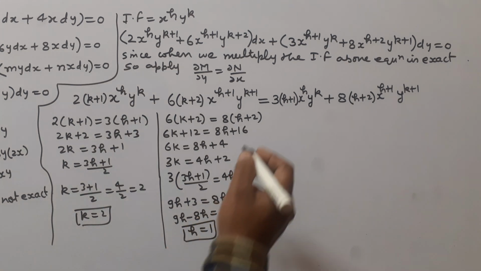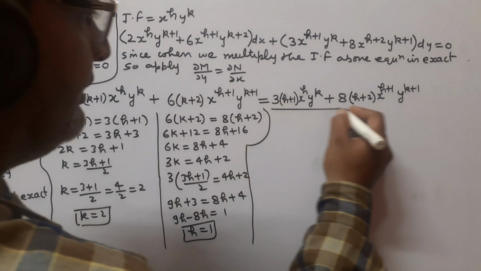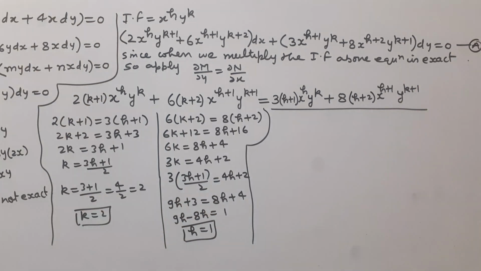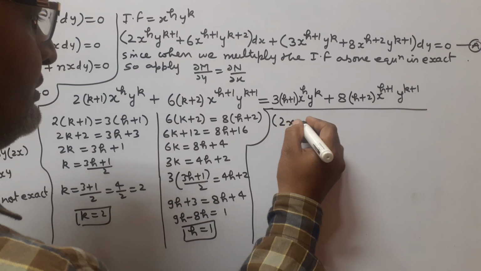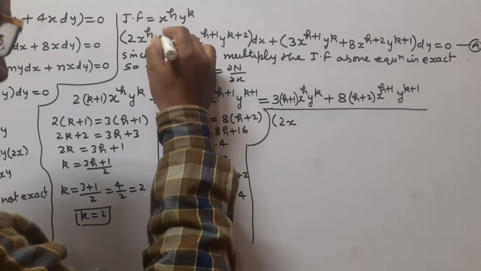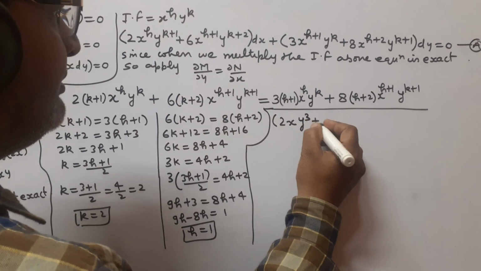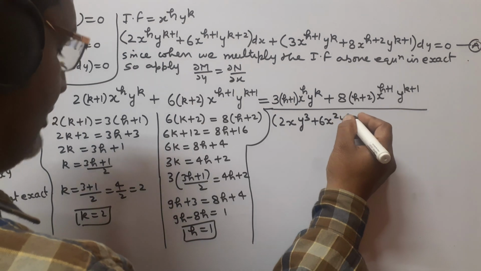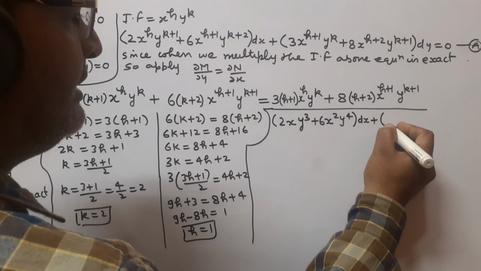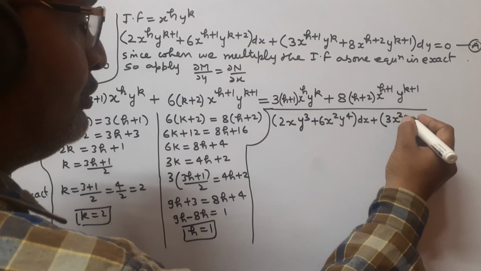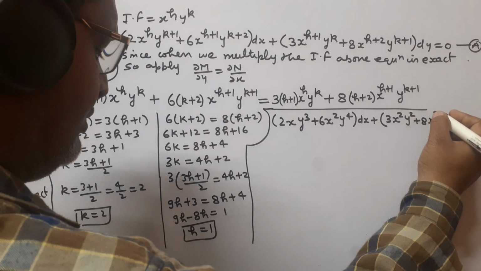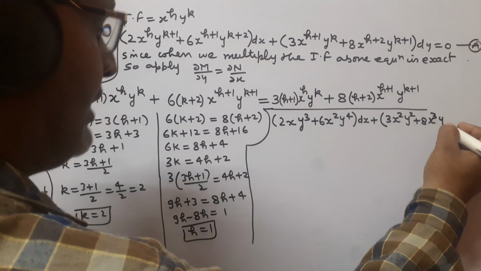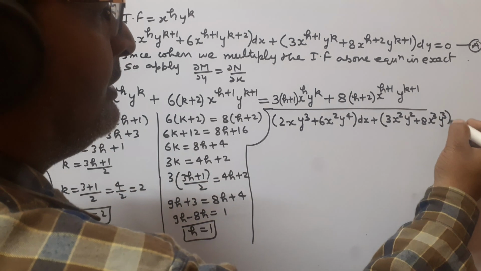Now we put the values of h and k in the above equation A. So we write here: 2x, in place of h we put 1, in place of k we put 2, so this is (2xy cubed plus 6x squared y to the power 4) dx, plus here we put (3x squared y squared plus 8x to the power 1 plus 2, this is 3, and y to the power 2 plus 1, 3) dy is equal to 0.